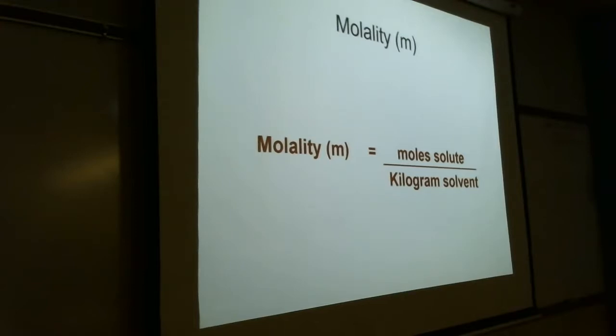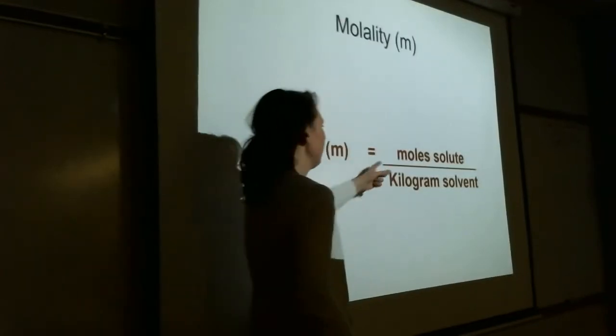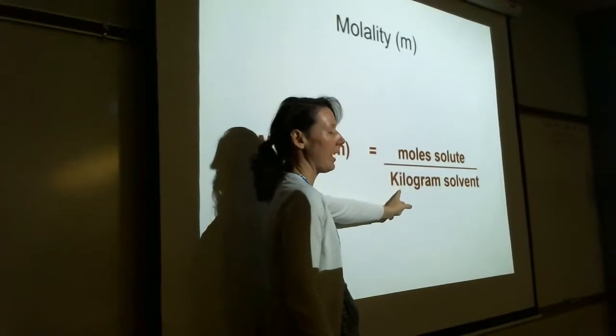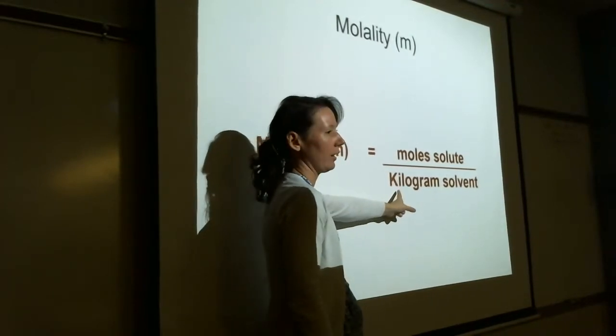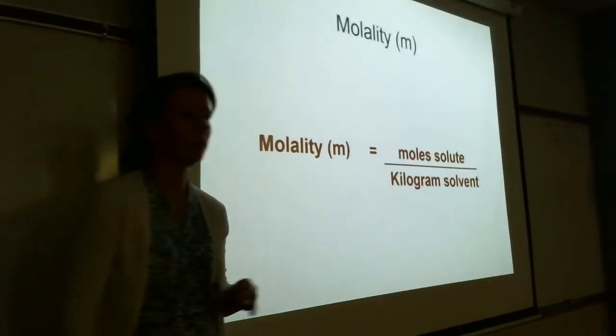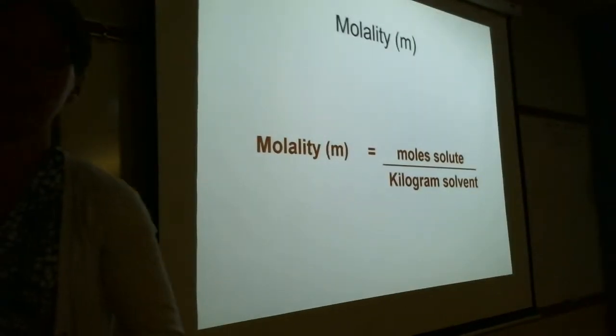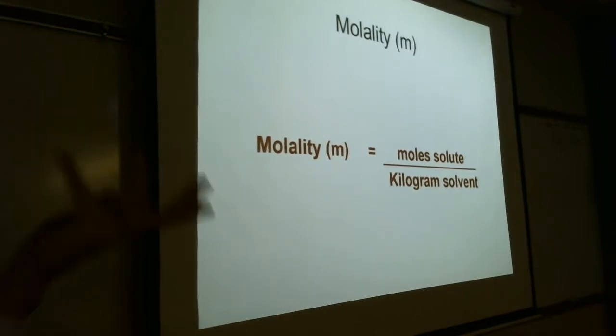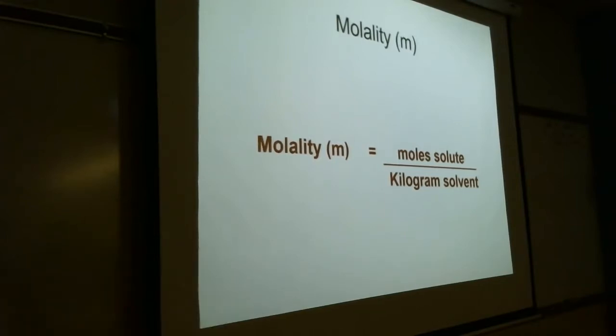Molality is little m. Now the numerator is the same. In both molarity and molality, it's moles on top. What's different is the bottom. In molality, it's moles per kilogram. Molality is moles per kilogram. So that means that whatever your solvent is, if it's given to you as a volume, you're going to have to find a way to turn it into a mass. Molality is moles per kilogram.